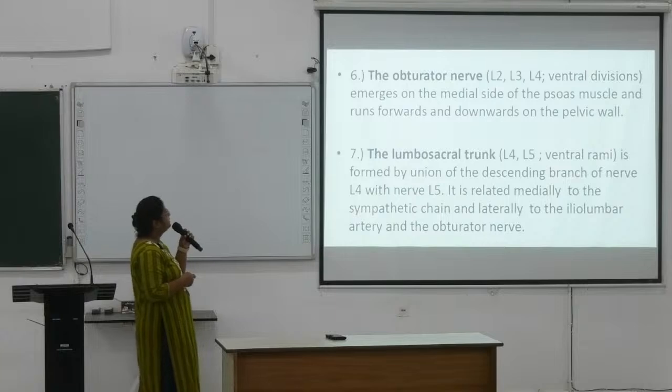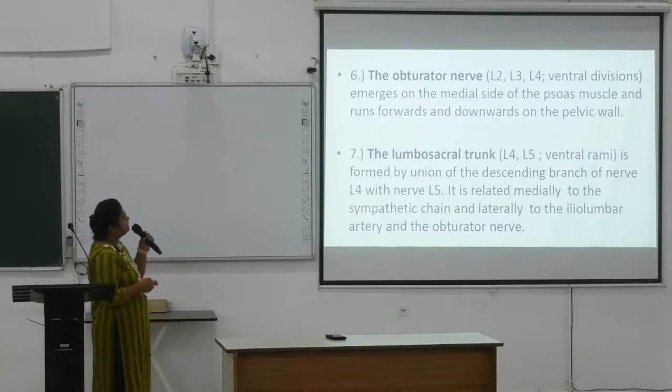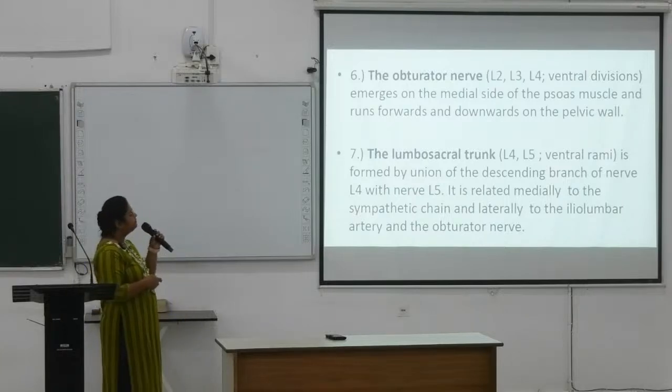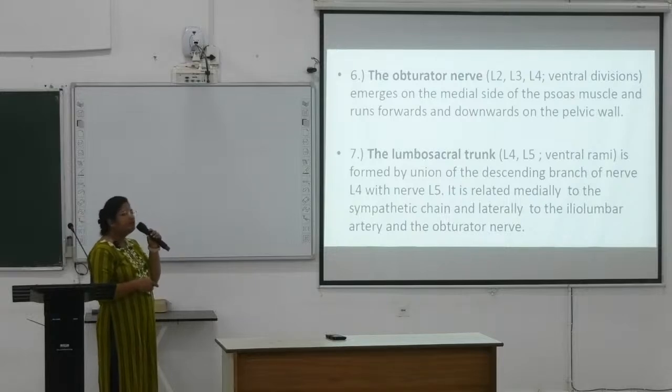Next is obturator nerve. L2, L3, L4 ventral division. Femoral nerve was dorsal division, here ventral division, obturator nerve. Okay, these divisions are also important. Ventral rami or the dorsal rami.